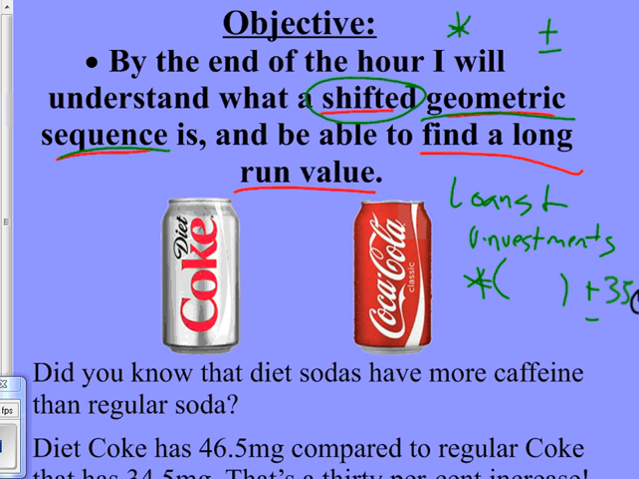So shifted geometric just has the geometric, the multiplication, but then it's also got your addition and subtraction piece with it too. So we definitely have been doing these already. I'll show you another example of that. The big thing for today, though, is to find the long-run value.